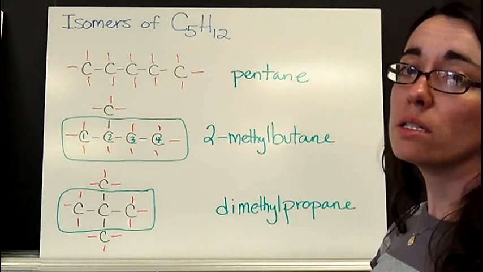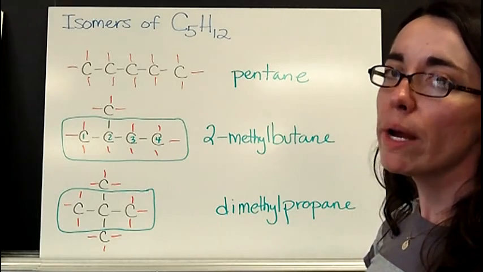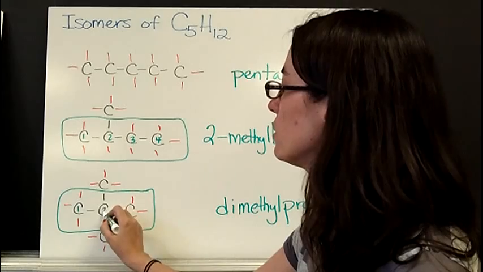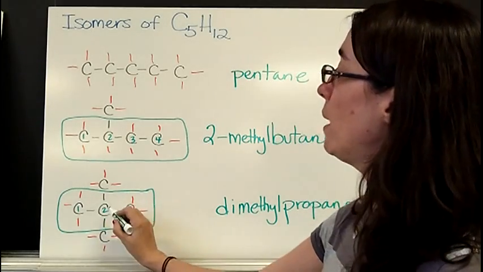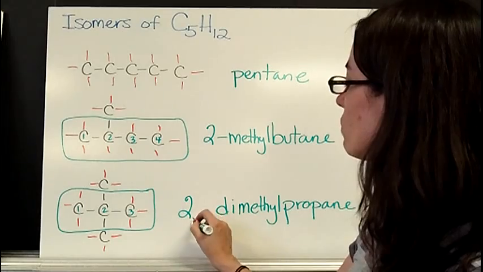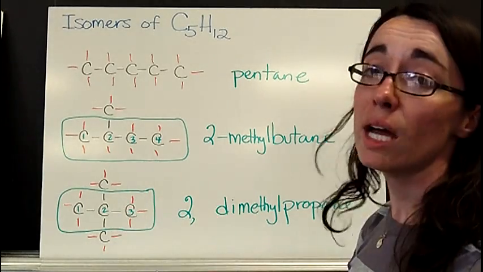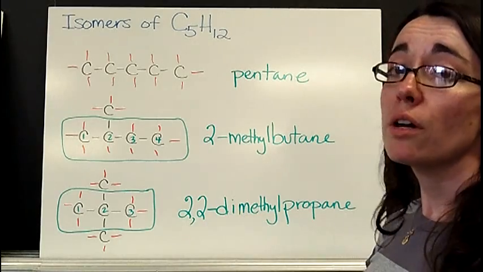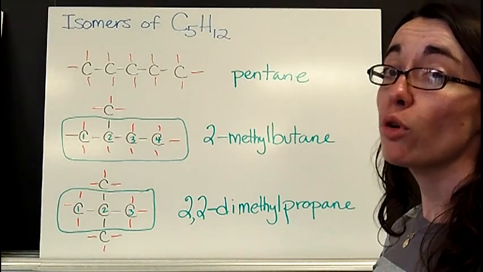The last thing we need to do is to communicate to the other people where those branches are located. I got carbon 1, carbon 2, carbon 3. My carbon branch that goes up is on carbon 2. My carbon branch that goes down is also on carbon 2. So there you go, 2,2-dimethylpropane.